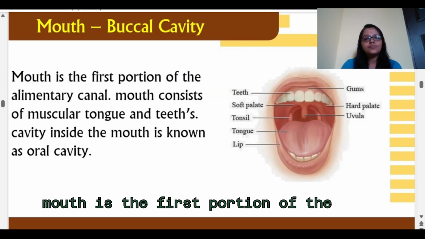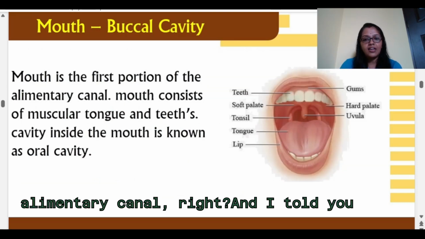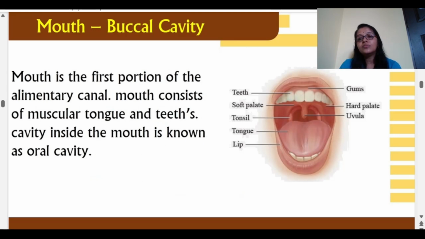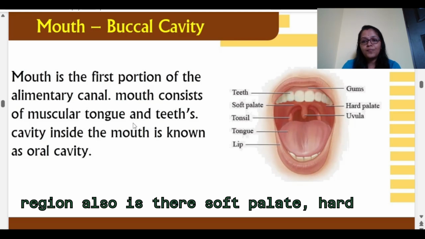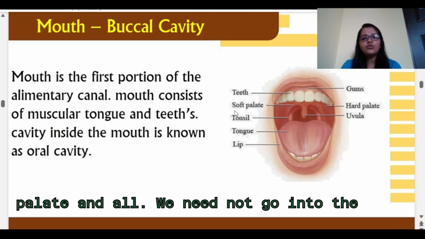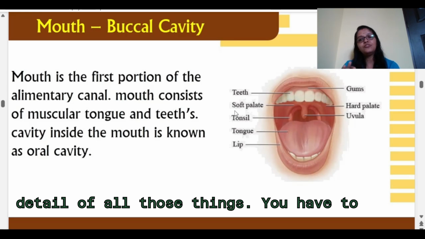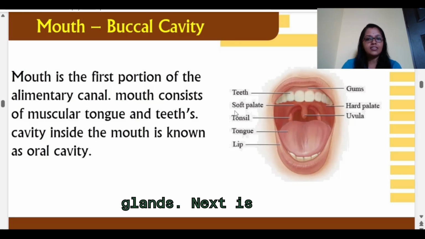Now mouth is the first portion of the alimentary canal, right? And I told you there will be gums also. The palate region also is there, soft palate, hard palate and all. We need not go into the detail of all those things. You have to just focus on the teeth, tongue and the glands.